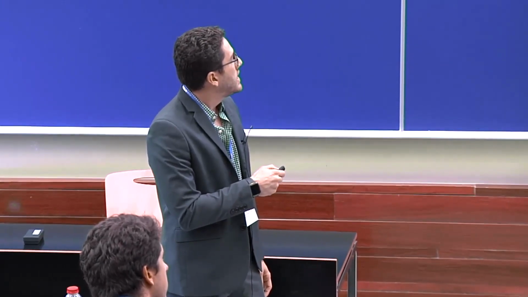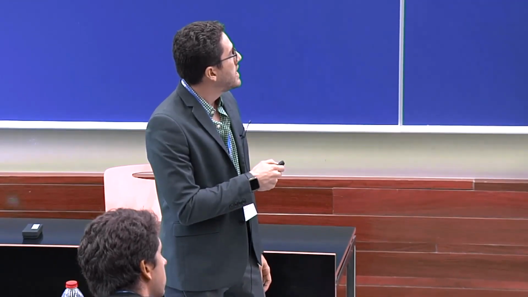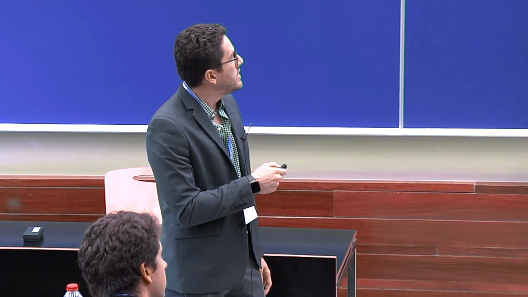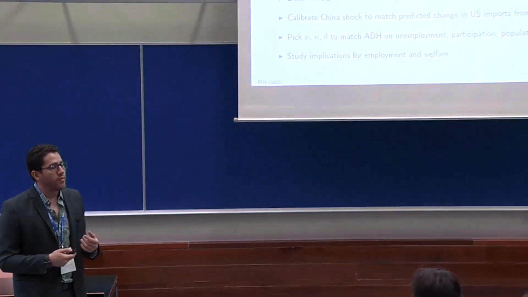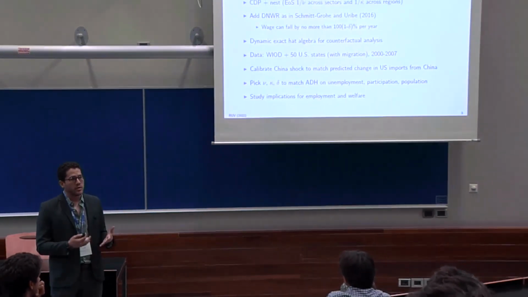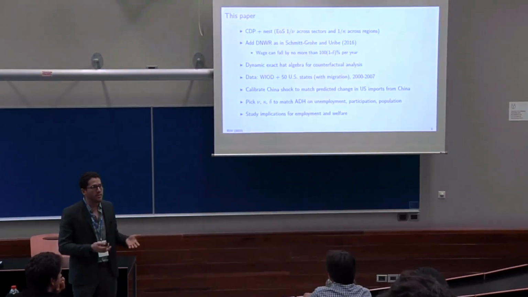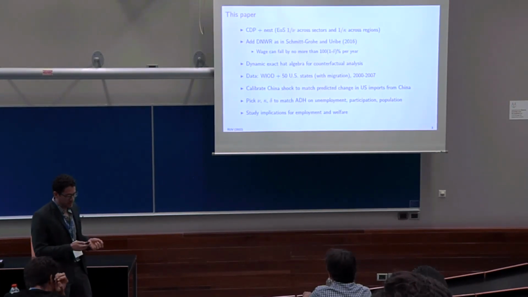And then we're going to pick some of the most important parameters in our model, namely the nu inverse elasticity of moving across sectors, the kappa inverse elasticity of moving across regions, and the delta parameter in the downward nominal wage rigidity, in order to match the ADH evidence on unemployment, participation, and population that I showed you in the red rectangle, how more or less exposed commuting zones or states, in our case, have different outcomes in these three variables. And then we're going to be able to study the implications of the shock in the model for employment, unemployment, and welfare for the US in aggregate, but also across different states and even dispersion in these measures, which is pretty important.